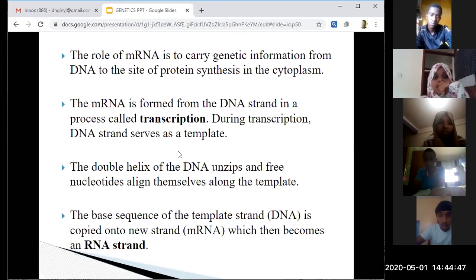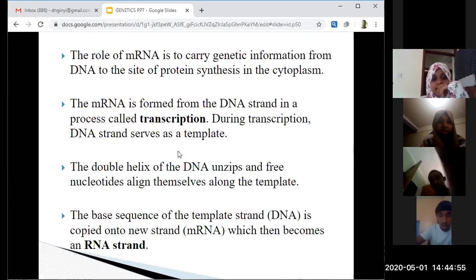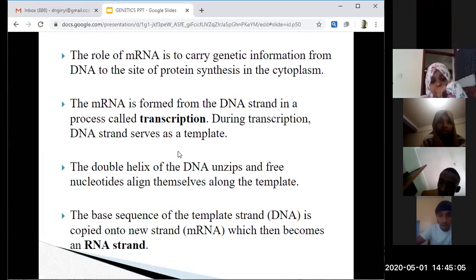We have heard about transcription and translation. There are three terms here: replication, transcription, and translation. Replication we already discussed. It's a process through which a DNA molecule produces an exact replica of itself.